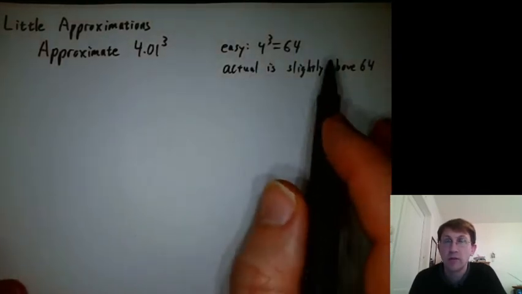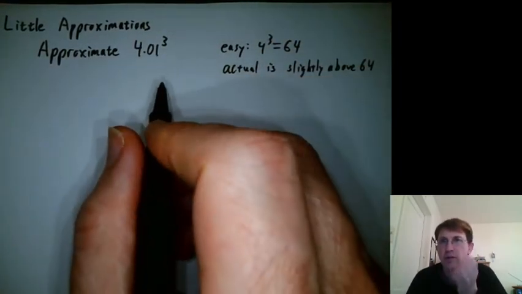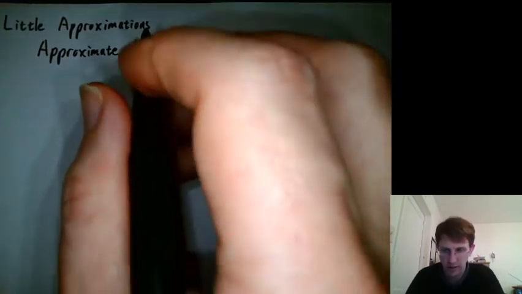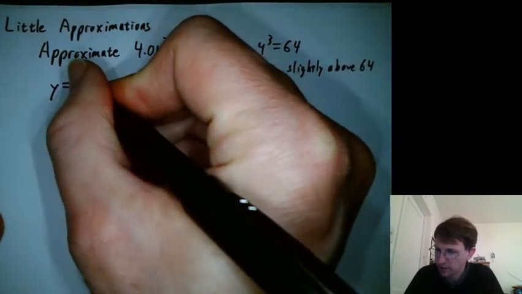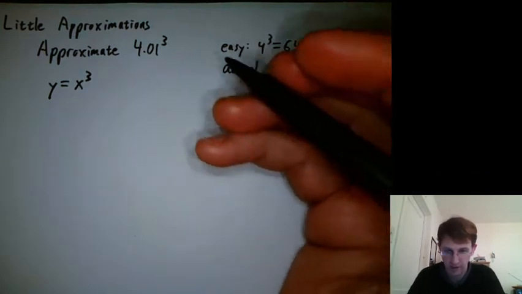In Calc 2, you'd actually see that this kind of thinking is called a zeroth-order approximation, which is great. Let's do a first-order approximation. You could think, what's really going on here? What kind of function are we talking about? Well, apparently cubing is what we're doing, right? So y equals x cubed is really what's going on here.